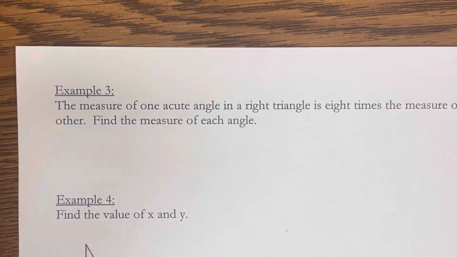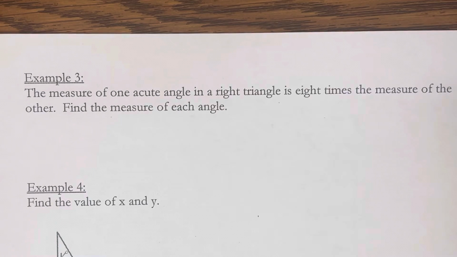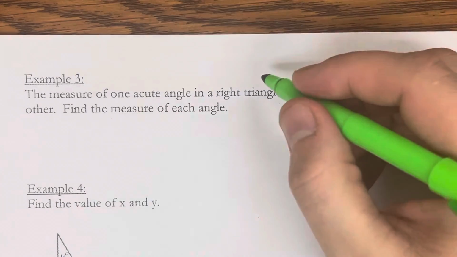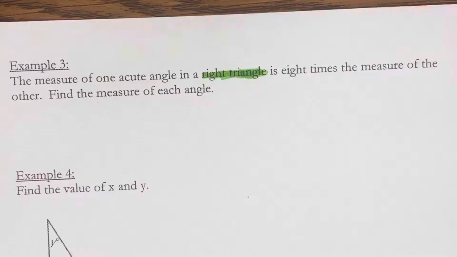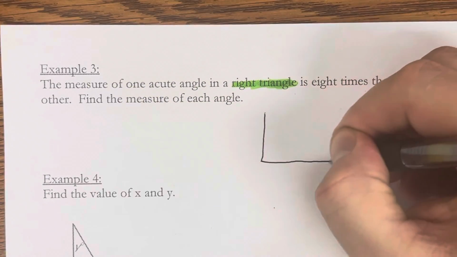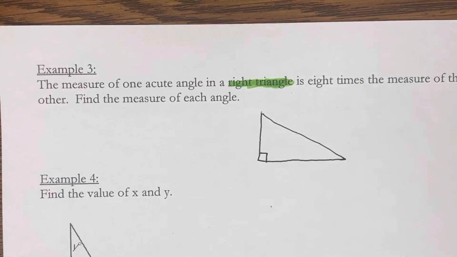Next example here, the measure of one acute angle in a right triangle is 8 times the measure of the other. Find the measure of each angle. So, let's see here. I think I would draw a picture, all right? Key word here is that we have a right triangle. So I'm going to draw a right triangle. With my right triangle, I know one of the angles is 90 degrees because it's right. So I'm going to mark that with the right angle.